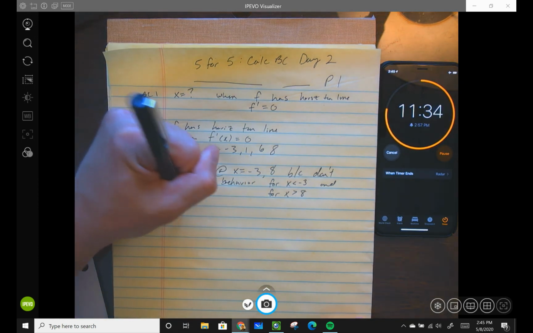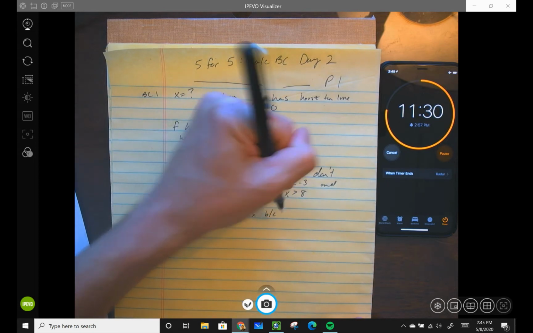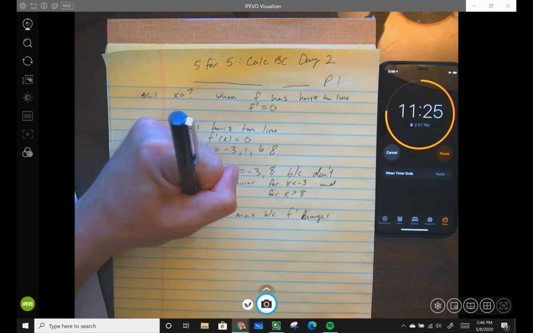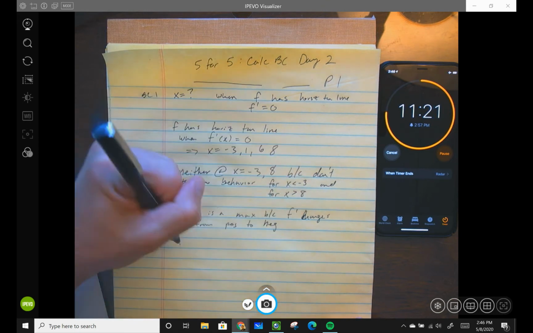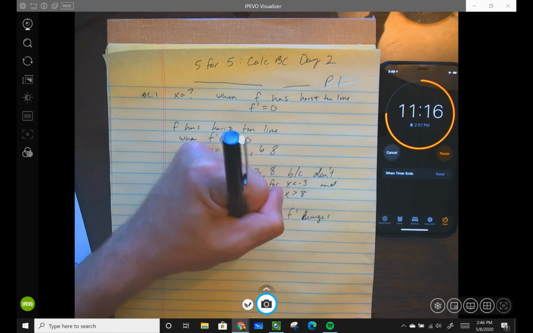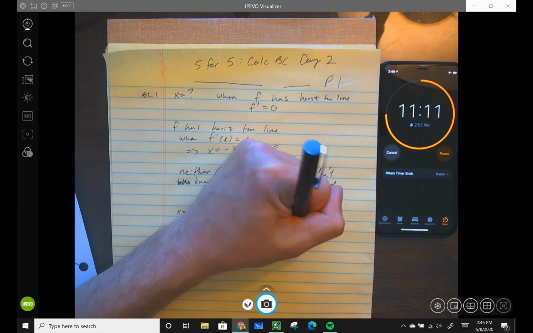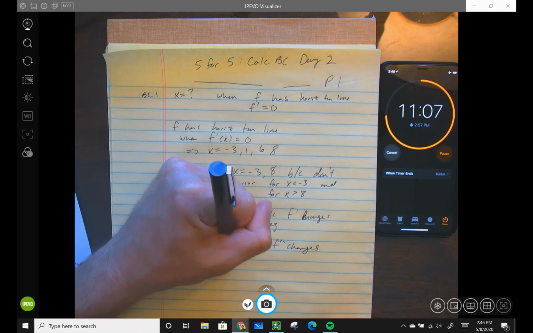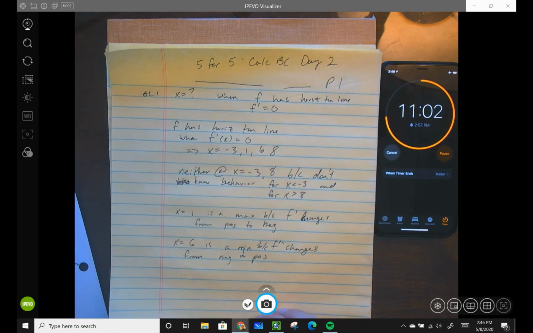Then x equals 1 is a max because f prime changes from positive to negative, and x equals 6 is a minimum because f prime changes from negative to positive. I think I'm good. Okay, justify, I think I did.